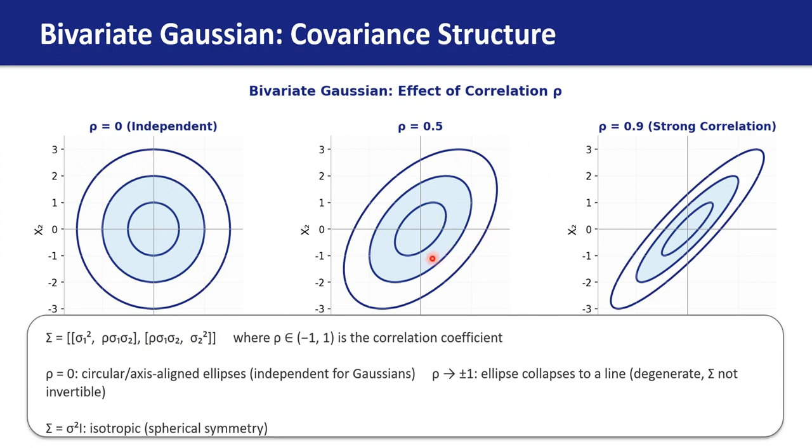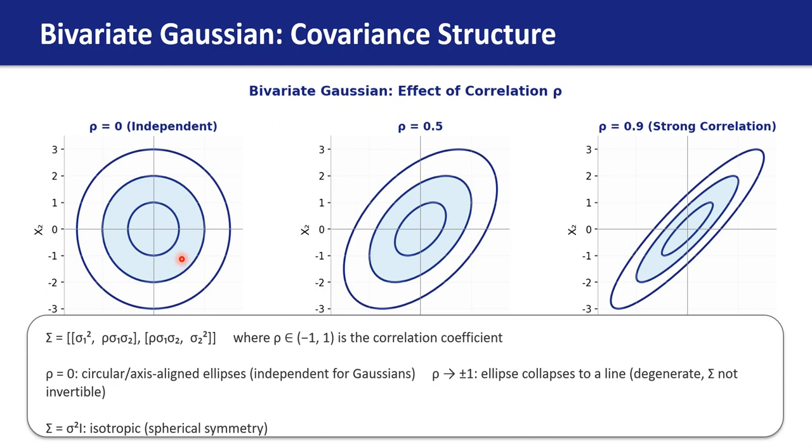When rho equals 0, the off-diagonal entries are 0, and the contours are ellipses aligned with the axes. In this figure, if sigma 1 equals sigma 2, the ellipse becomes a circle. For Gaussians, rho equals 0 means independence. This is special. For most distributions, zero correlation does not mean independence.